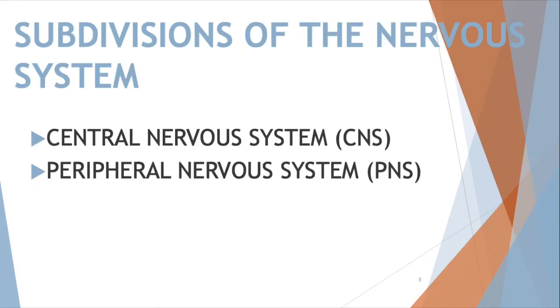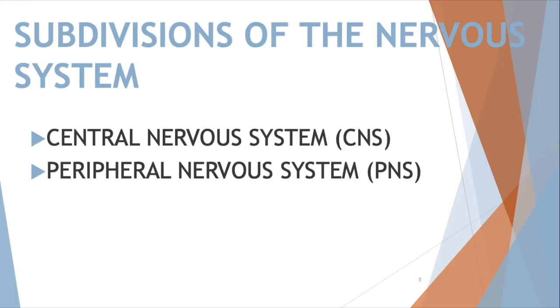The subdivisions of the nervous system. So we have already talked about this one. We have the central nervous system, the CNS, and we have the PNS or the peripheral nervous system. So again, for this video, we are only going to discuss the central nervous system, and we will have a separate discussion on the peripheral nervous system. So that is for part 2.